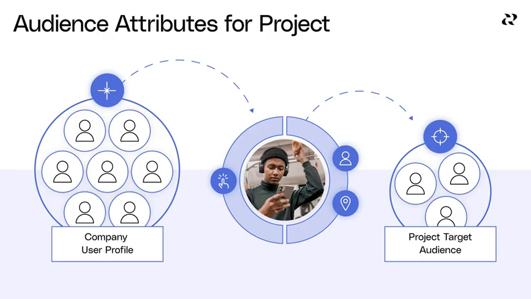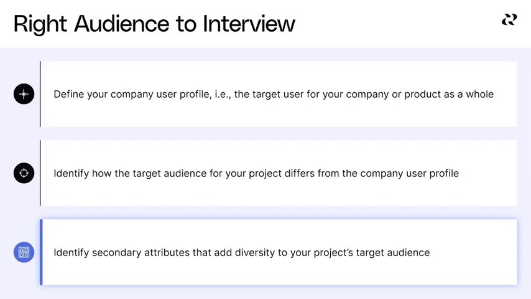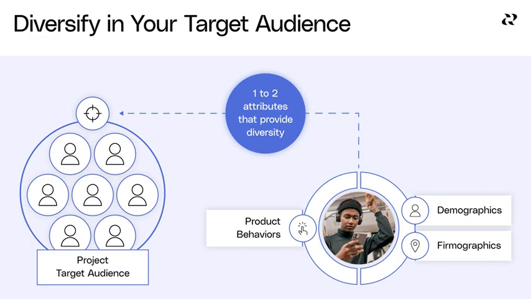For each key attribute of your existing audience, you can determine how your project's target audience is similar or different. Finally, layer on secondary attributes that add diversity to your project's target audience. At this stage, you want to identify 1 or 2 attributes that vary within the target audience you've defined and may have an impact on the user's behavior and problems.